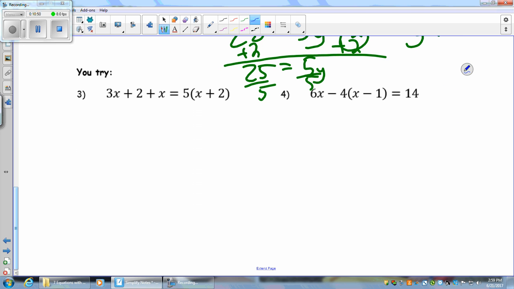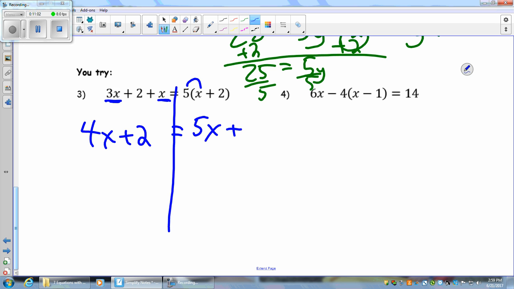All right, hopefully that was enough time. Let's do this sort of quick. On the left side, I end up getting 3x and x that can be put together to get 4x plus 2. On the right side, I end up getting 5x plus 10. Be careful, make sure that you have a 10. I almost said 2 myself.